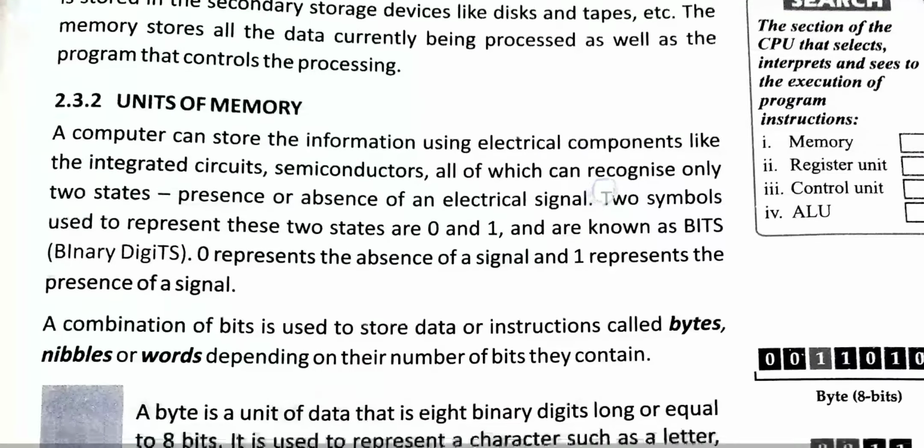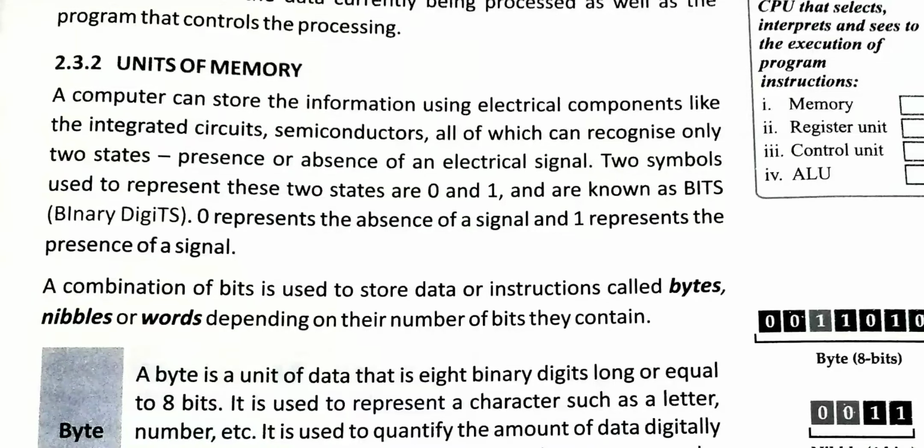Units of memory. How does the computer store your memory? A computer can store information using electrical components like integrated circuits and semiconductors, all of which can recognize only two states: presence or absence of an electrical signal. The two symbols used to represent these two states are 0 and 1, known as bits, binary digits. 0 represents the absence of a signal and 1 represents the presence of a signal. So the computer recognizes only signals that are absent or present.